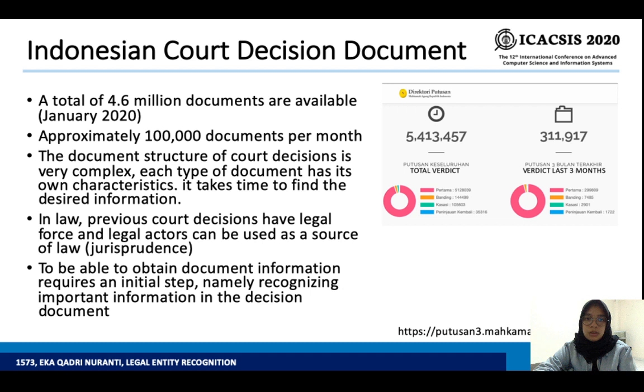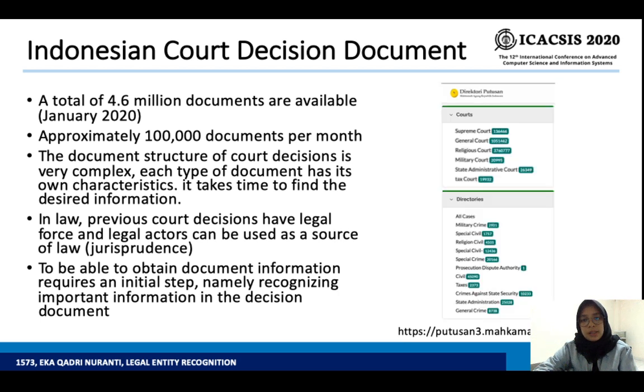Indonesian court decision documents. First, we need to know that a court decision document is a docket of a court verdict in a judicial institution. These documents can be accessed on the website of the Indonesian Supreme Court. When we did this research, the number of documents was around 4.6 million, and now if you look at the website, the number is over 5.4 million documents. In the last 3 months, we have seen approximately 100,000 new documents per month.